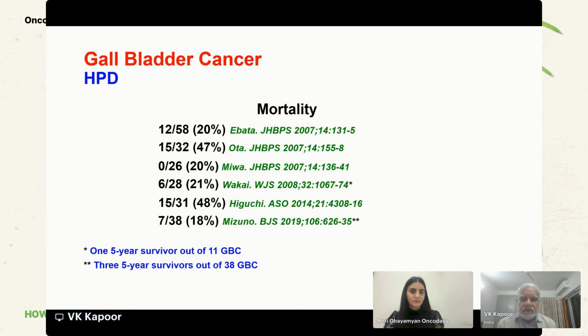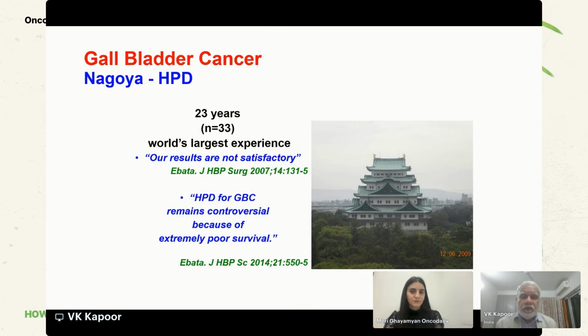And the number of actual patients who survived 5 years is very, very small. So that is why Nagoya University, which probably has the world's largest experience with HPD in gallbladder cancer, say that their results are not satisfactory. And they say it is controversial because of extremely poor survival. It may be done in cholangiocarcinoma, which is involving the intrahepatic as well as the intrapancreatic bile duct. But then cholangiocarcinoma, which I call a distant cousin of gallbladder cancer, has a less aggressive biology, whereas gallbladder cancer is a very aggressive biology disease.